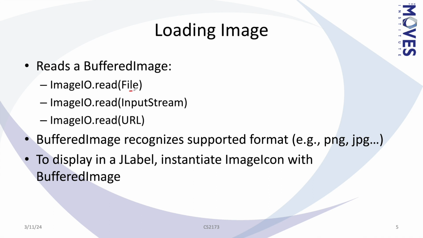It can read a file, which is what we're going to do here. It can read an input stream, and what's nice about that is that we can get an input stream from almost anywhere. You can get it from a file, or we can read it from a URL. So if we have a URL that points to an image on the web somewhere, we can just slurp it down and use that image.